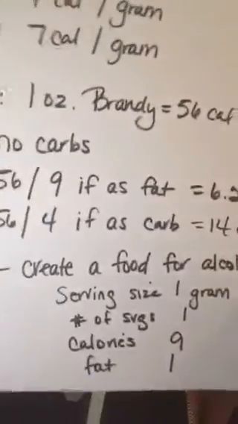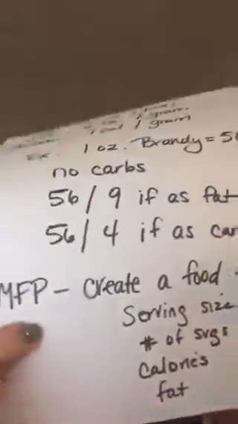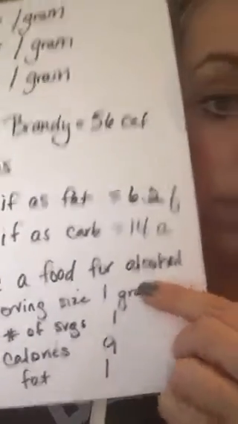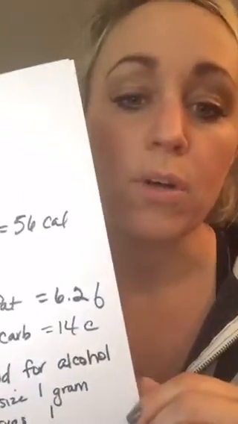So what you're going to want to do, if you see it written below here, is in MyFitnessPal, you're going to want to create a food for alcohol. It's a real simple thing. I can't show you right now because I'm actually using my phone. Yay, visual learners. That's me too. You better write that down, because that's a whole lot of numbers at one time.